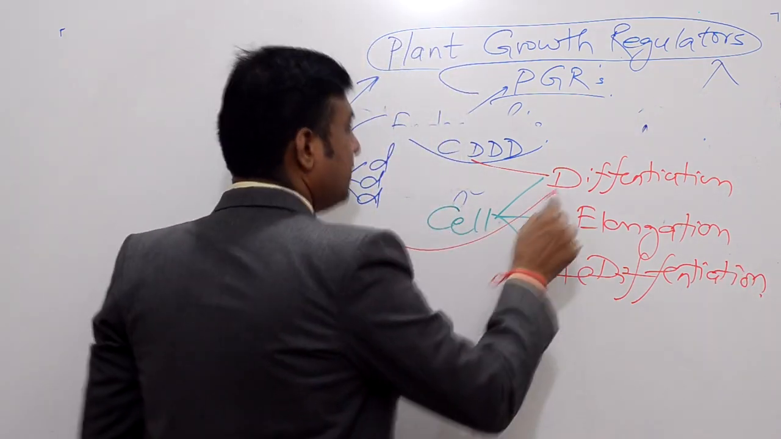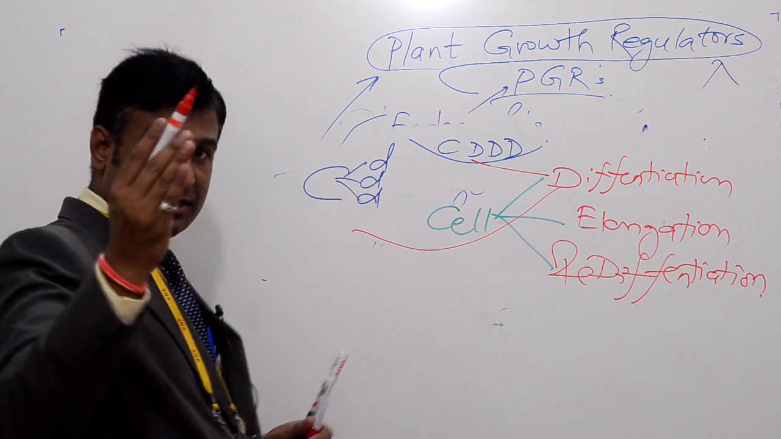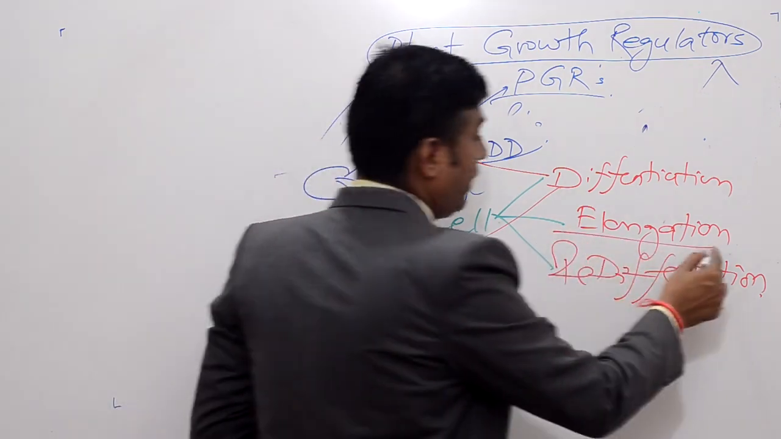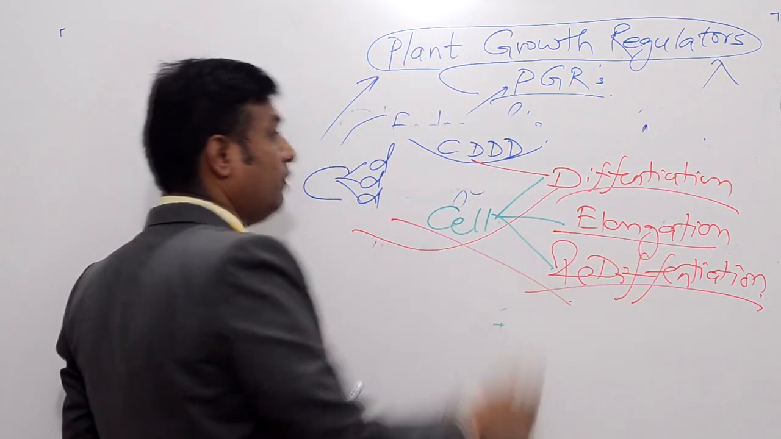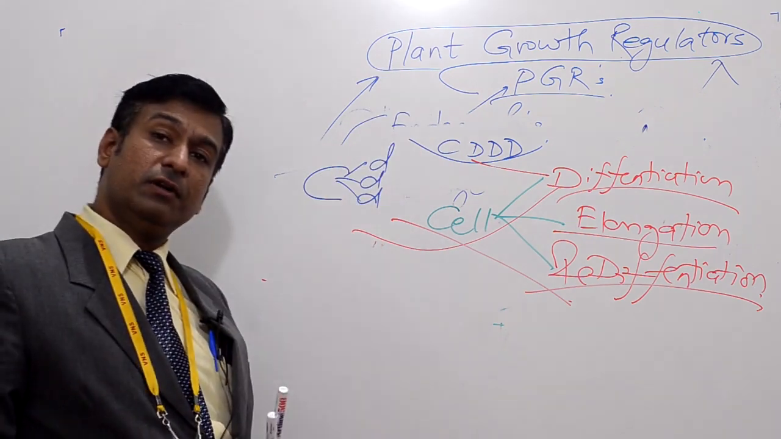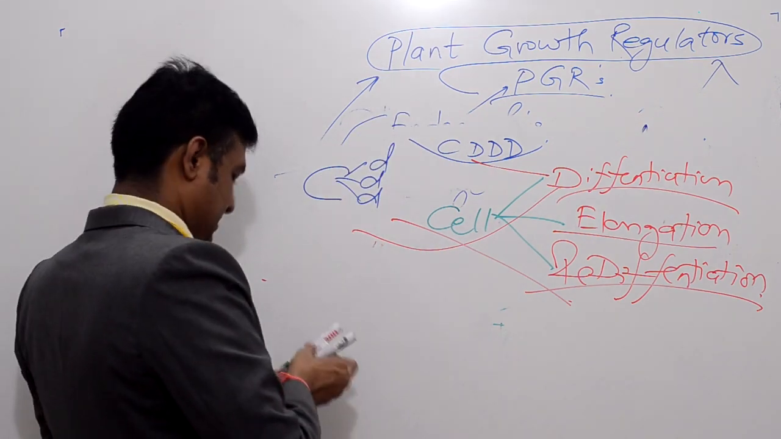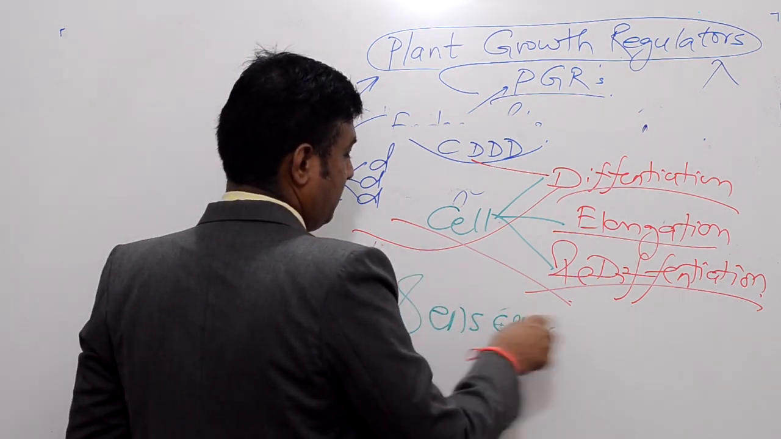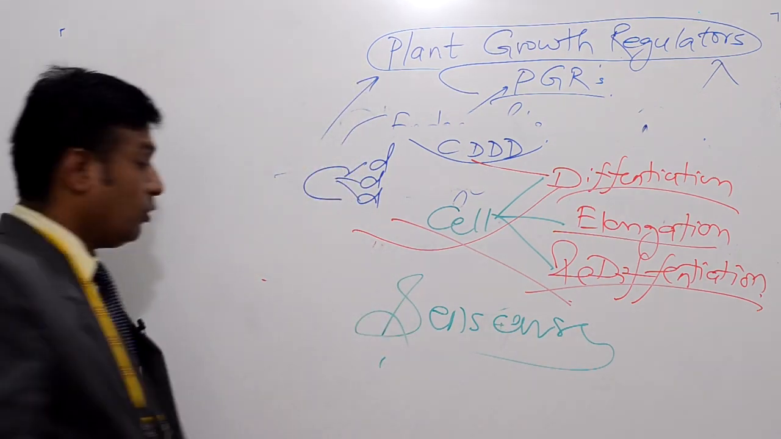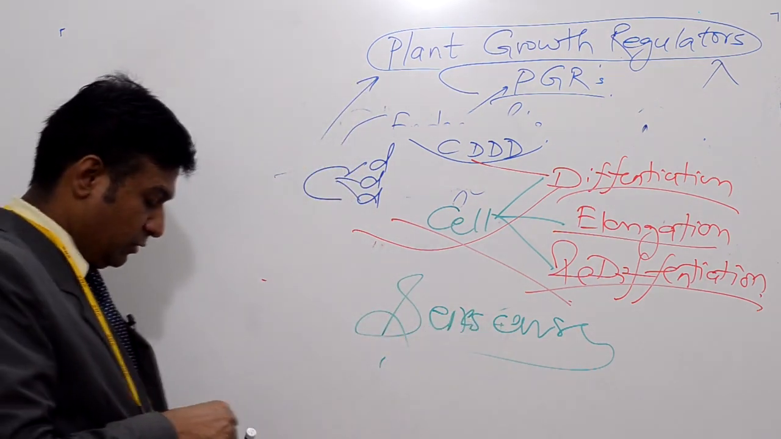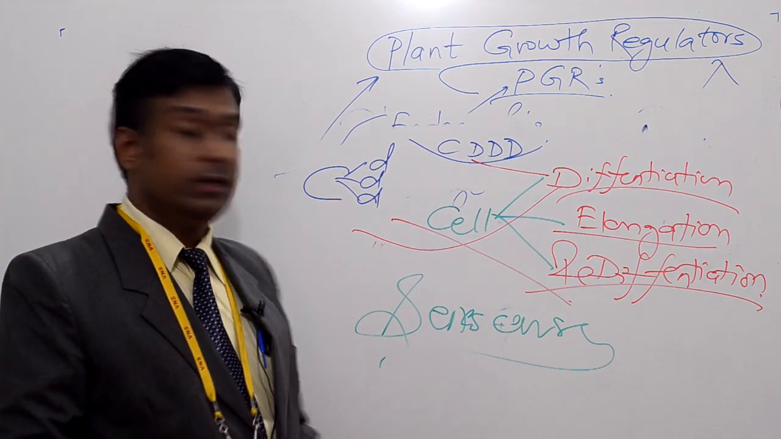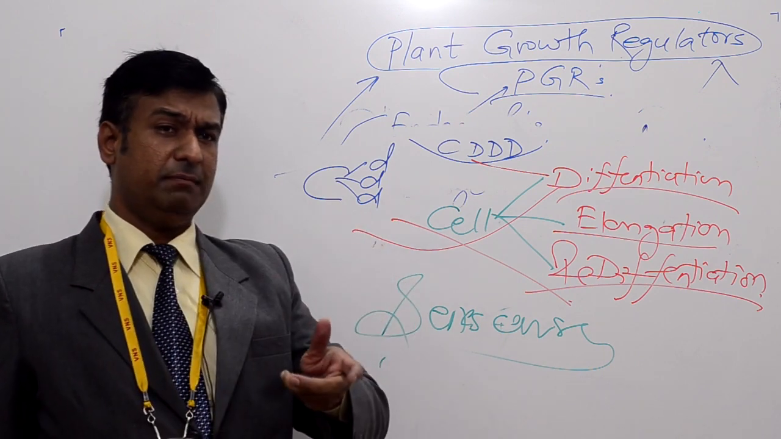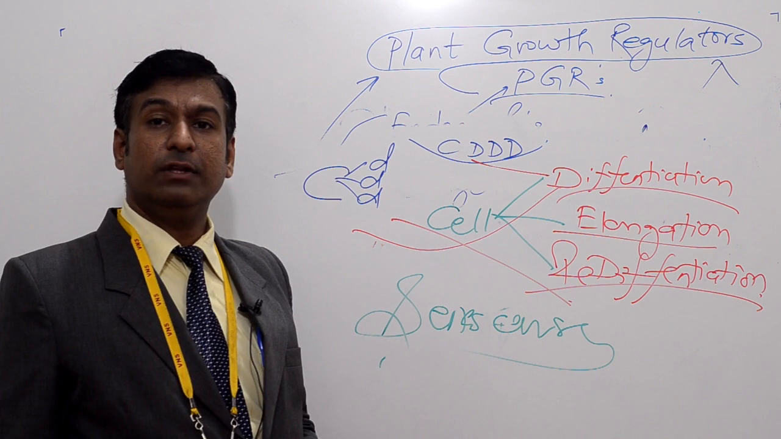So a cell has multiple functions. Cell differentiation is there, cell dedifferentiation is there, and cell elongation is there. So these all are the basic functions of plant growth regulators. What are the other functions? You have also heard a term, senescence. What is it? Senescence is also a feature of plant growth regulators. They also call it senescence. But all of the basic functions depend on the working of the cell.